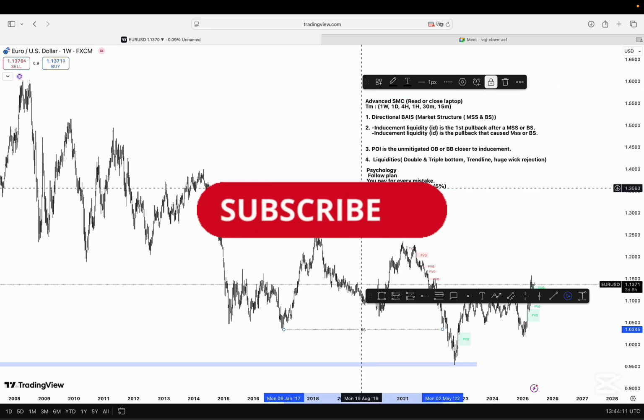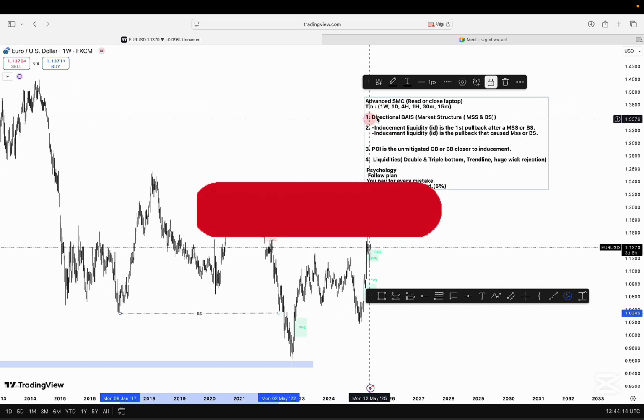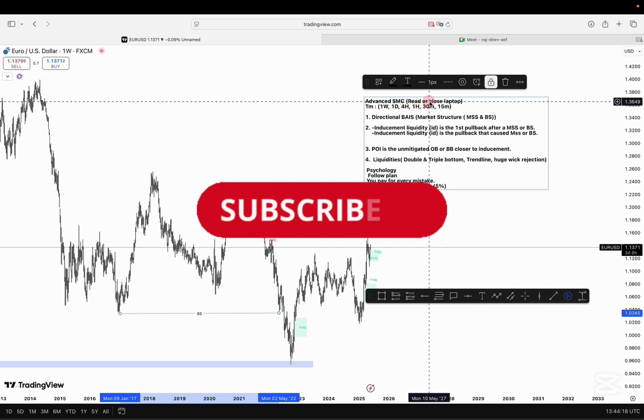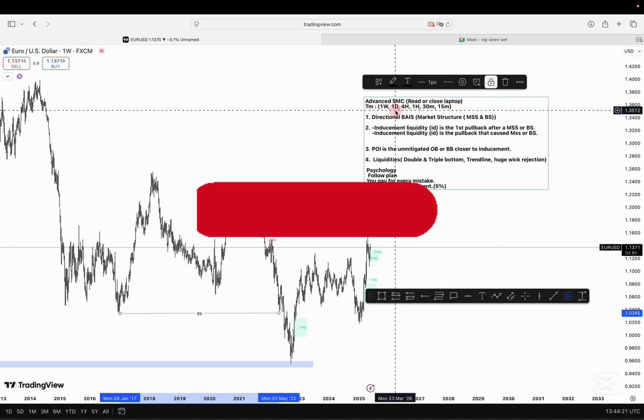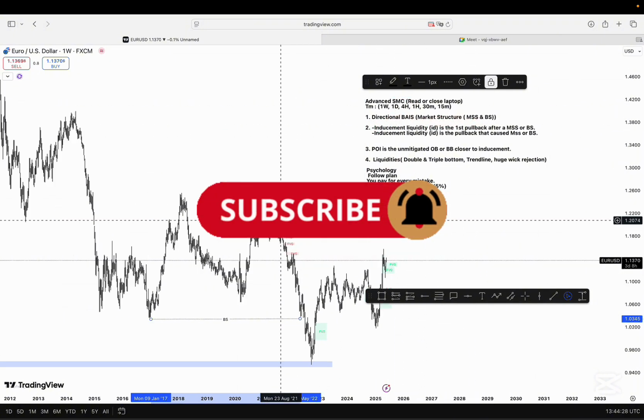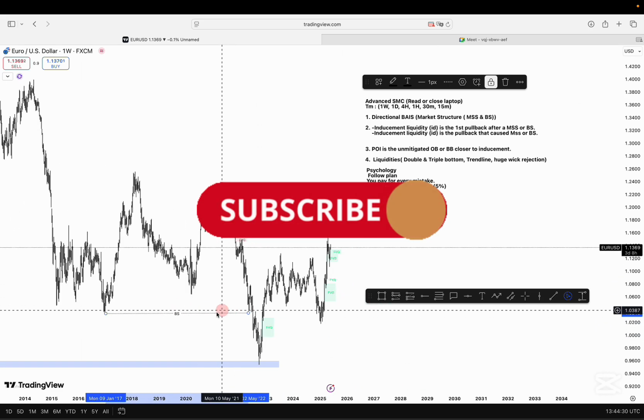We want to build a story, so we are using these steps: Advanced SMC. It's either read or close the laptop. That's how I've done it. If I don't read this, I don't make any analysis. So for directional bias, you want to know the market structure. First of all, we have a break of structure.